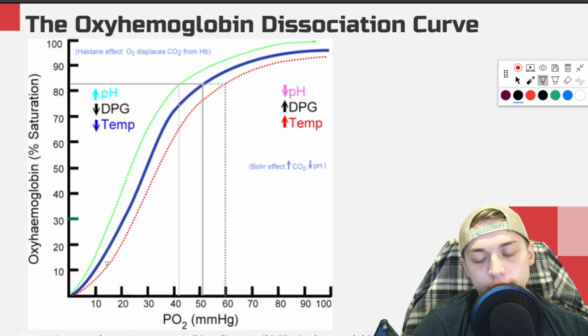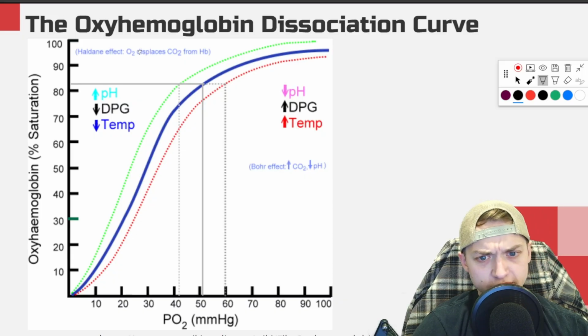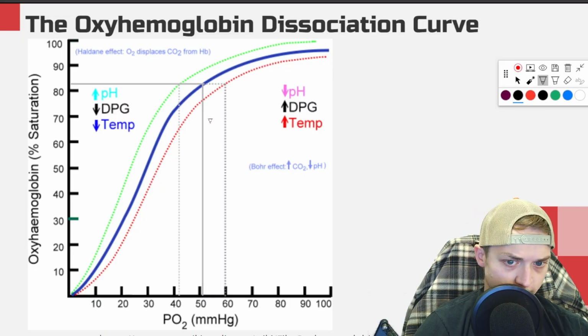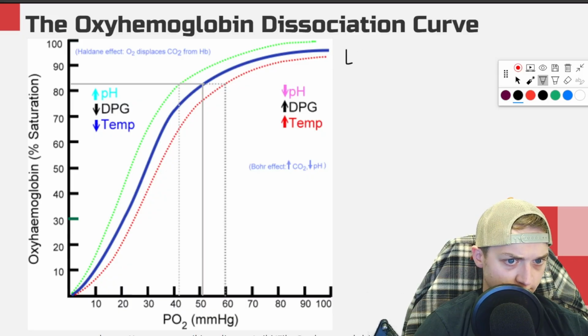Okay, so let's see here. You have this S-shaped curve. This blue line in the middle is where you should be. Now there are conditions that can cause it to shift to the left, and there are conditions that can cause it to shift to the right. Now, let's talk about left shift first. Left shift.